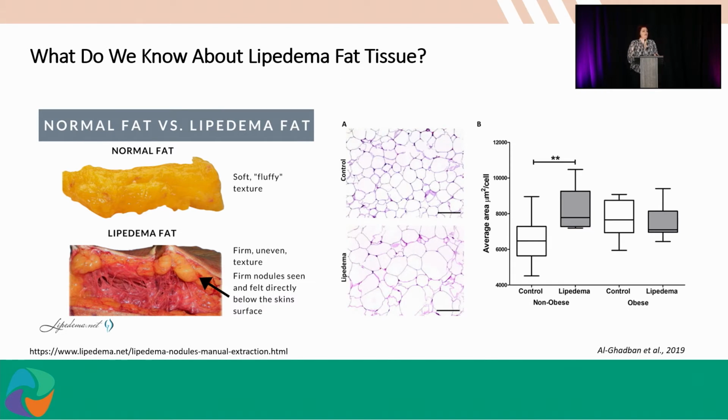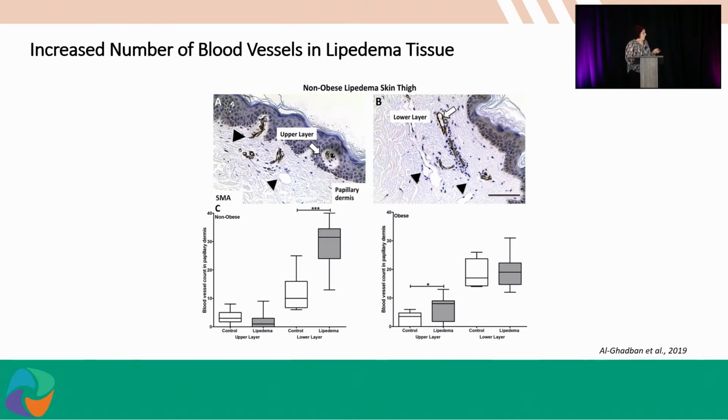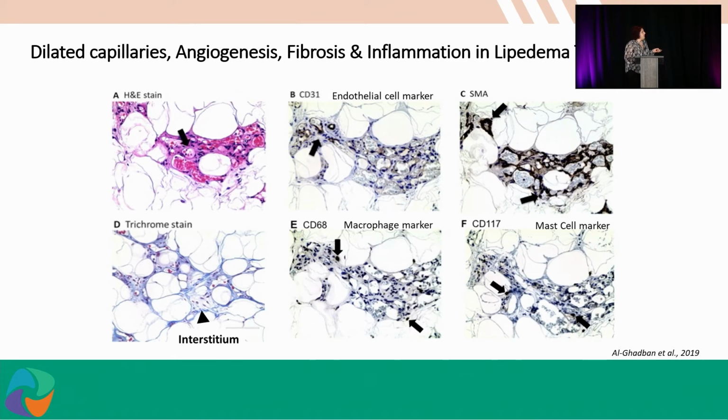When we did an in-depth analysis of that tissue back in 2019 with Dr. Karen Herbst, we showed that lipedema tissue has larger hypertrophic adipocytes, which are larger fat cells, as compared to non-lipedema patients. We also showed that these lipedema patients have an increased number of blood vessels, both in the epidermis and dermis, in both obese and non-obese lipedema as compared to non-lipedema patients. We have also shown that these patients have more dilated blood vessels, and angiogenesis with increased endothelial cells and SMA.